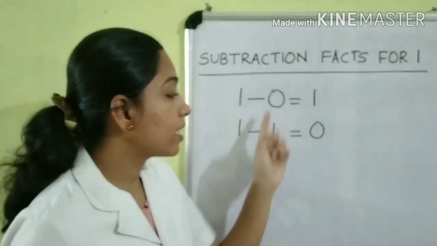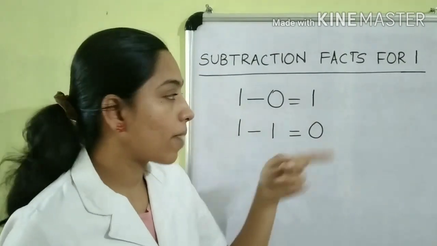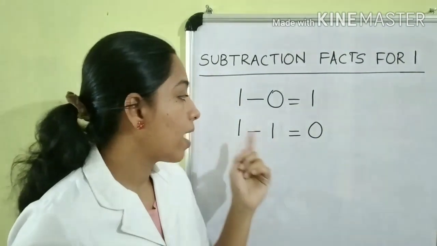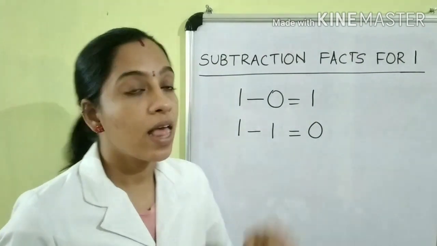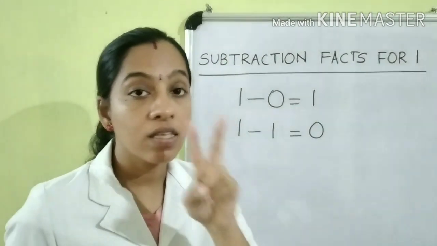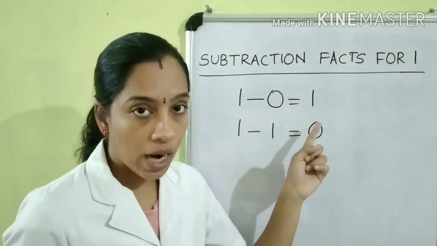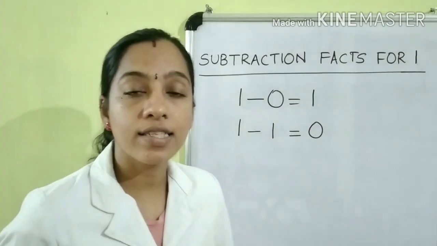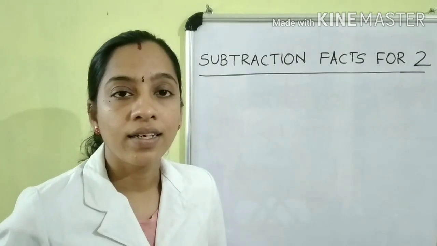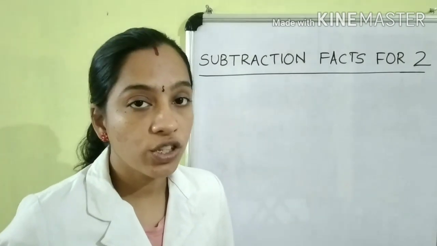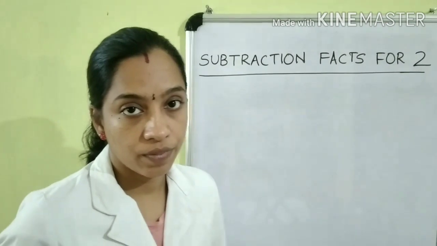See children, these are the subtraction facts for 1. 1 minus 0 is equal to 1 and 1 minus 1 is equal to 0. That is, the number 1 has two subtraction facts. 1 minus 0 is equal to 1 and 1 minus 1 is equal to 0. Is it clear? Okay. Next, we are going to learn the subtraction facts for 2.